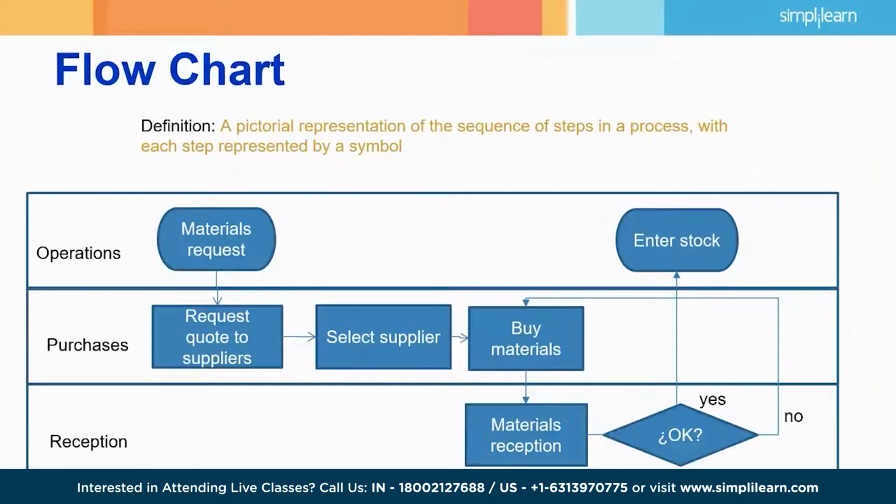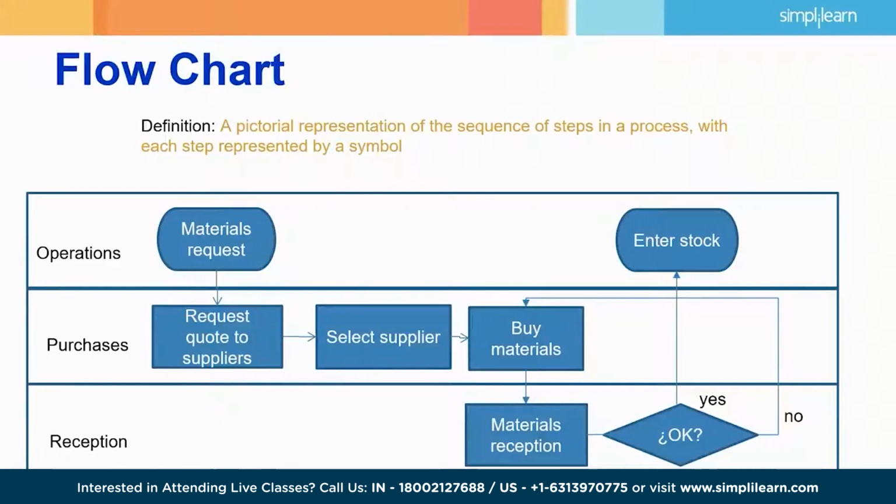So in this kind of process flowchart, I have included not only the steps, but also the people responsible for each of them, which are operations, purchases, and reception in this case. The basic usefulness of the flowchart is that you develop a common understanding of a process. What, who, when, where, and how. This way you also identify improvement opportunities.